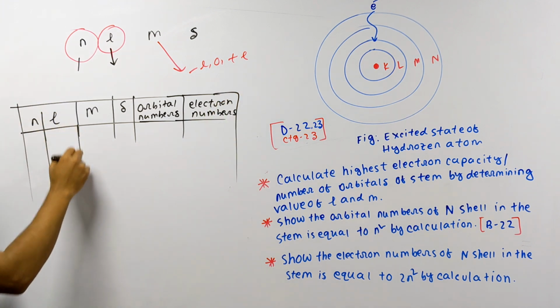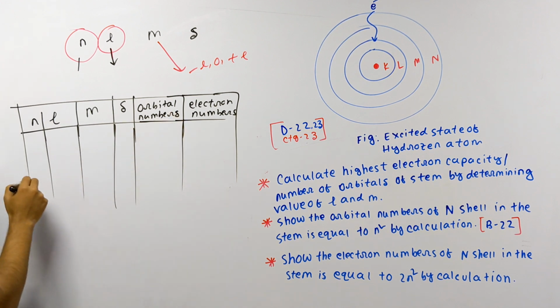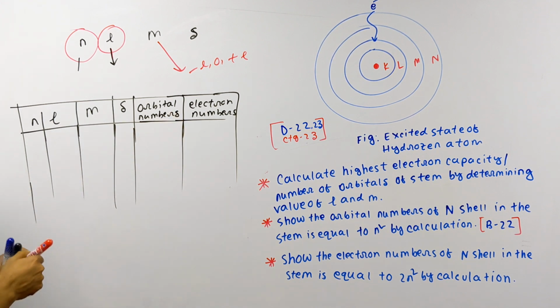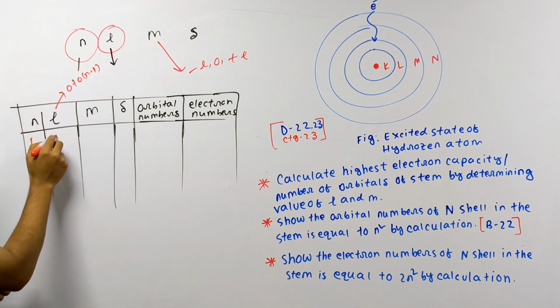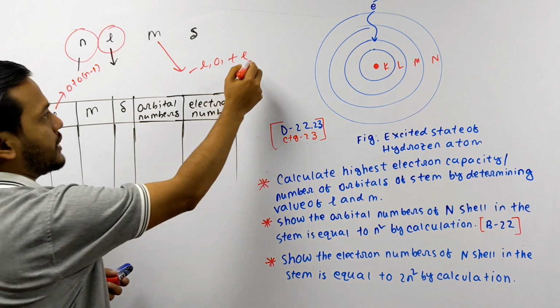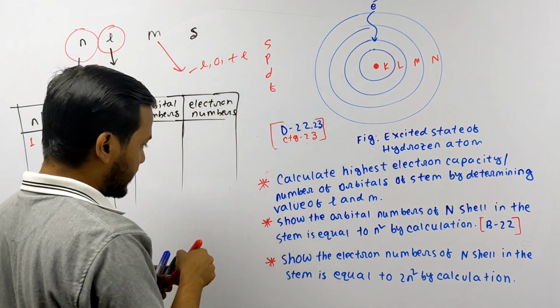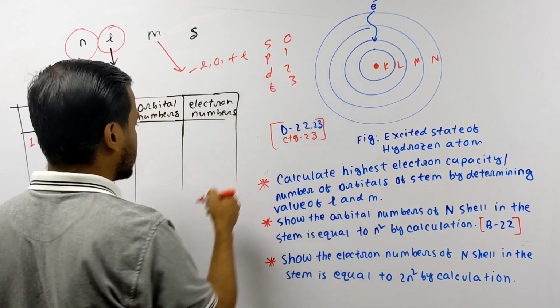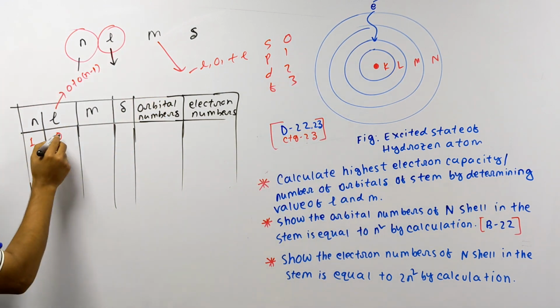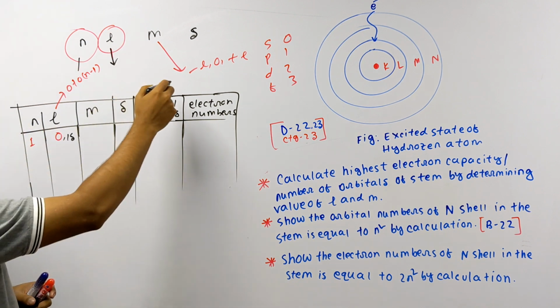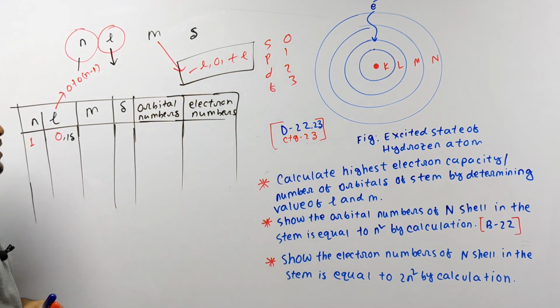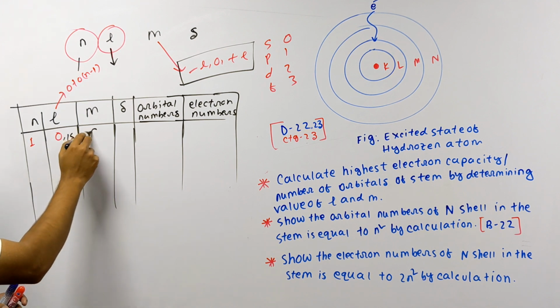Okay, now we already know n and l. For n equal to 1, l should be 0 to n minus 1, so this is 0. Again spdf, the value of s is 0, p is 1, d is 2, f is 3. So this is 1s. Now m should go from minus l to plus l, but here for 0, minus 0 and plus 0 is impossible. That is why it is only 0.